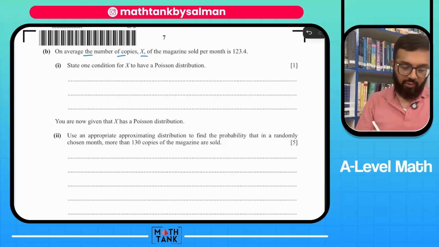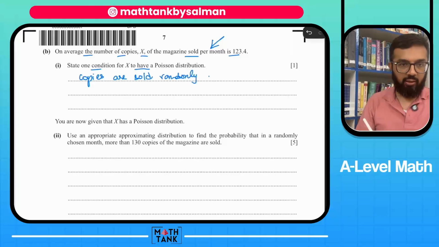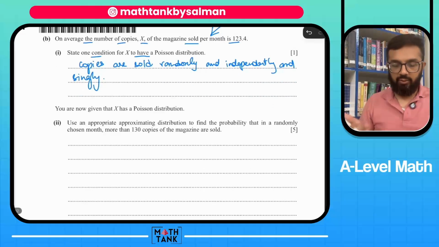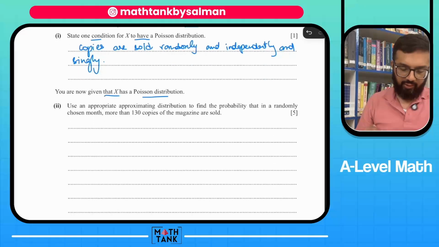On average, the number of copies sold per magazine is 123.4 per month. State one condition for X to have a Poisson distribution. So copies are sold randomly and independently and singly. Okay, the other condition could have been that the mean is constant, but they've already stated that the mean is this. So I'm not giving that condition. You're not given that X has a Poisson distribution.